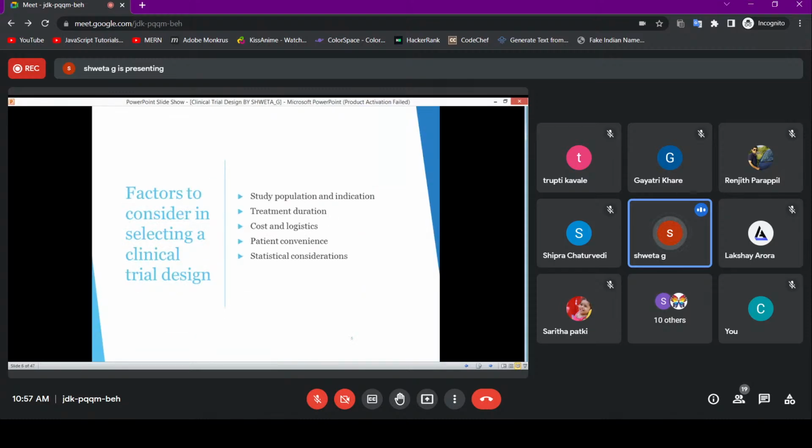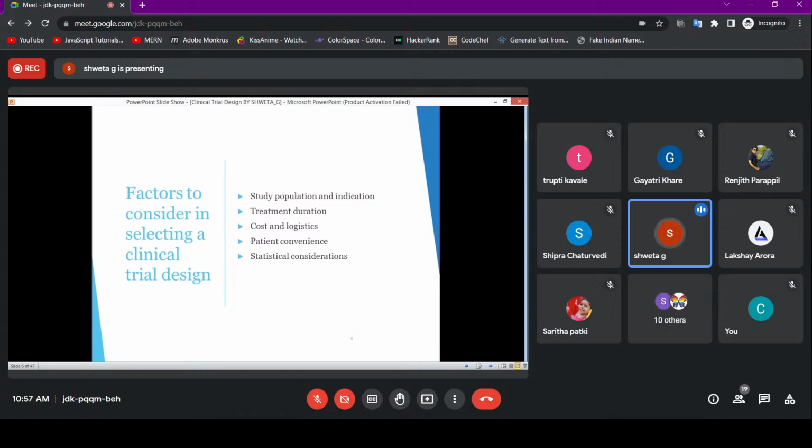Then, what are the factors you need to consider for selecting a clinical trial design? When you are designing a clinical trial, what are the things you need to consider before preparing a design? It's the study population and indication. What kind of population do you need? Suppose we are doing a diabetes study. The indication is diabetes, so the study population we will take will obviously be diabetic patients.